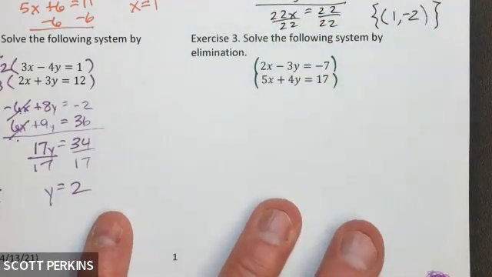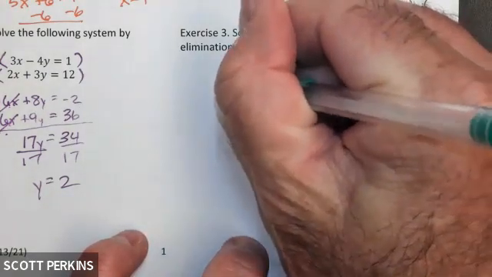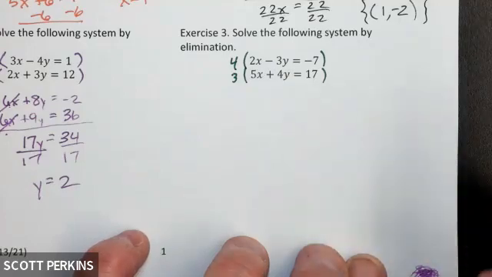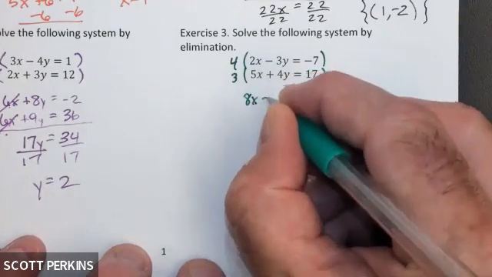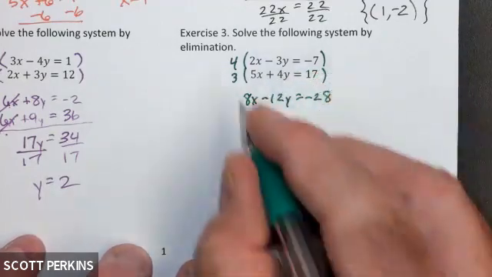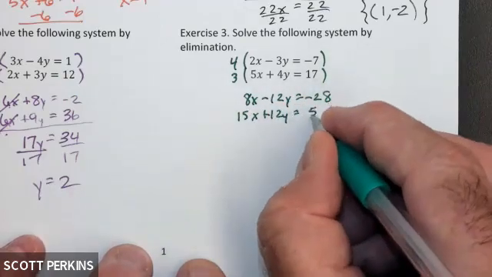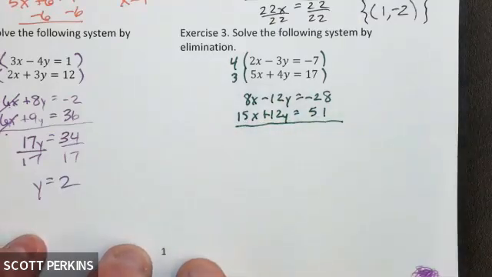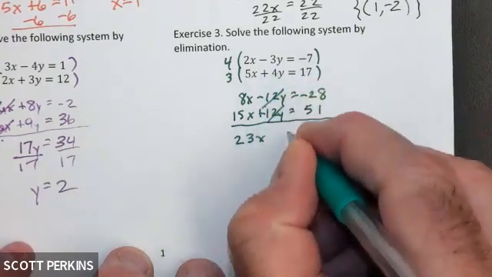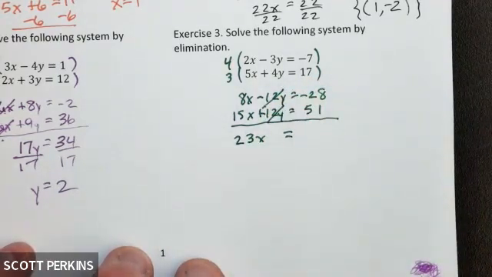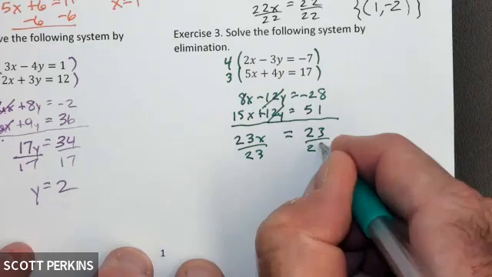And so to do that, what am I going to multiply each of these by? Yeah, I'm going to multiply the top one by 4, bottom one by 3. Noticing that I've already got a negative in there, so I don't have to worry about that. So we've got here 8x minus 12y is equal to negative 28. The bottom one is 15x plus 12y is equal to, what's that, 51? So 8 and 15 becomes 23x. The y's cancel. That's exactly what I wanted. And then negative 28 plus 51 is 23. And when I divide, I end up with the x value 1.